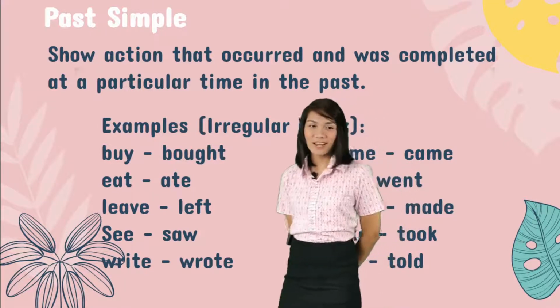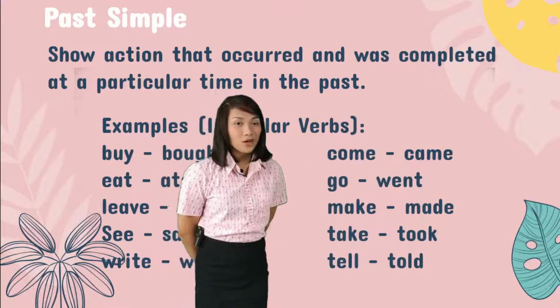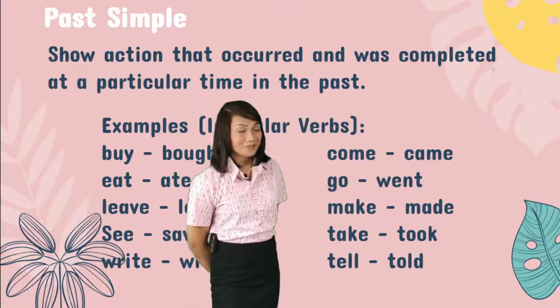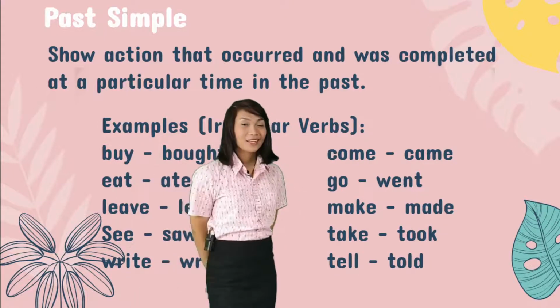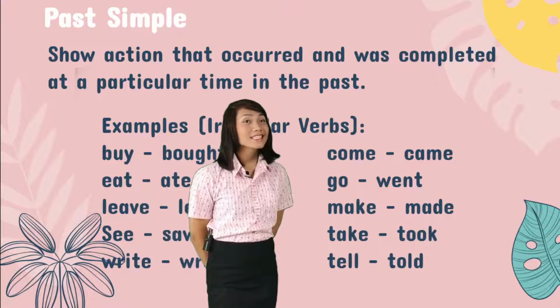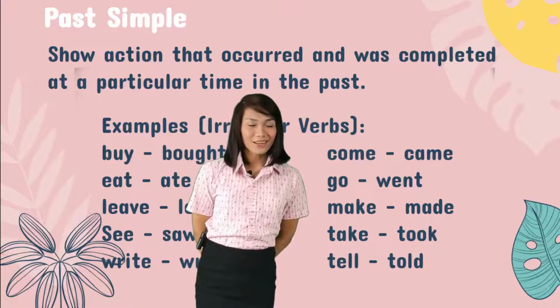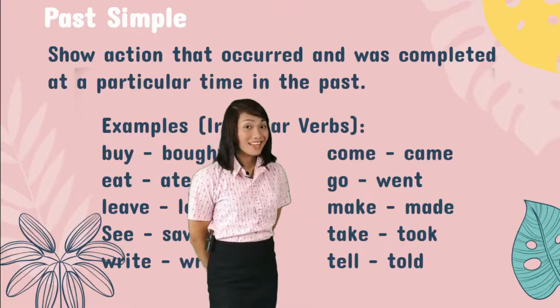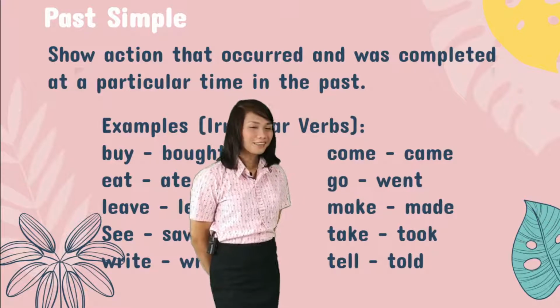Very good. That's right. How about come? We cannot say comed. We say came. Very good. How about go? The past form of go is went. Very good. How about make? Very good. It's made. How about take? All right. Took.